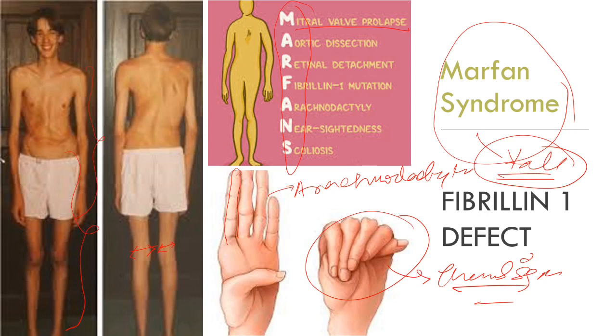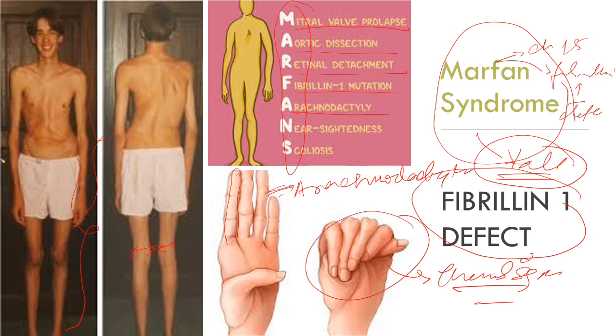Fine. Now this is a mnemonic for Marfan syndrome to remember all the symptoms. So M for mitral valve prolapse. You will be learning about it more in your cardiology by Dr. Raj. Then aortic dissection, same cardiology. Retinal detachment also is present in Marfan syndrome. Then fibrillin 1 mutation, you can see here, this is a protein by the name of fibrillin. So how to remember? Marfan, F, chromosome 15, and F for fibrillin 1 defect.